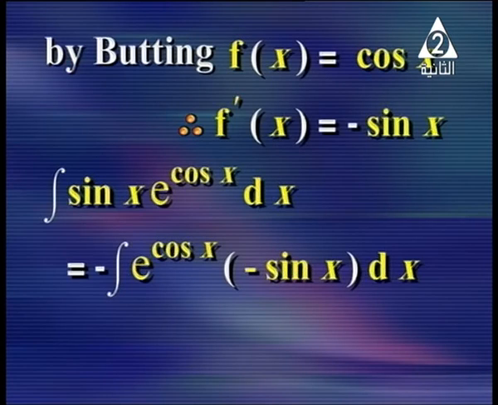This integration we find: the integral of e^cos x multiplied by negative sine x. Negative times negative is positive. Look at cosine: e to the power cosine x, its power is cosine, and the derivative of cosine is negative sine. Then the integration is e^cos x plus c.